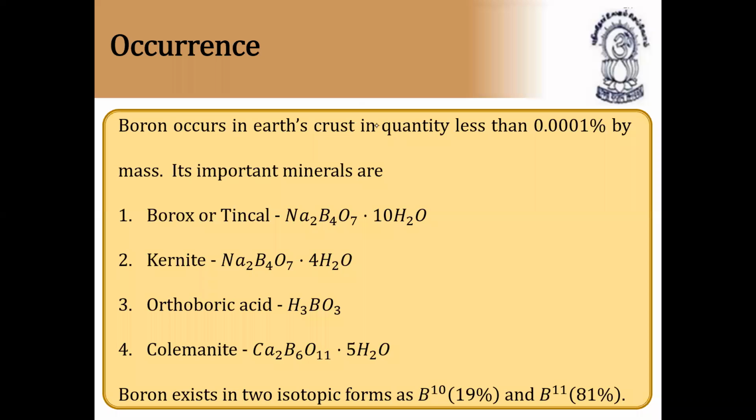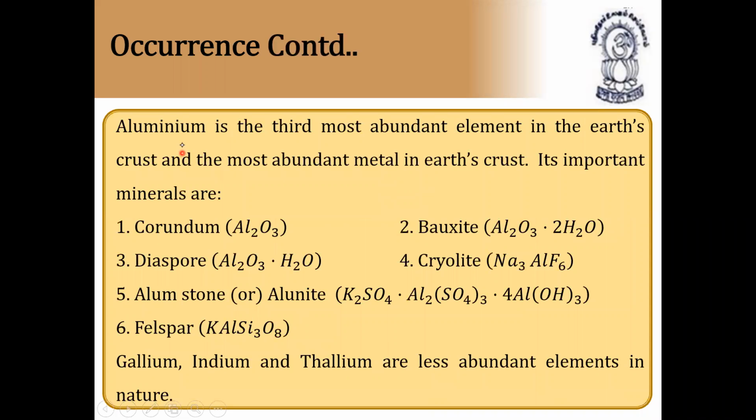Next, continuation. Aluminium, very, very important. Aluminium is the third most abundant element in the Earth's crust and the most abundant metal. Abundant means availability. So aluminium is the most abundant metal in the Earth's crust, whereas it is the third most abundant element. The first most abundant element in the Earth's crust is oxygen, then we have silicon, in the form of sand, and next we have aluminium, not nitrogen.